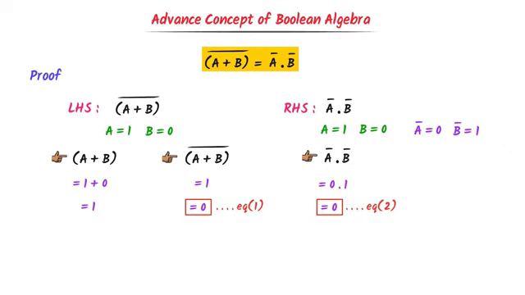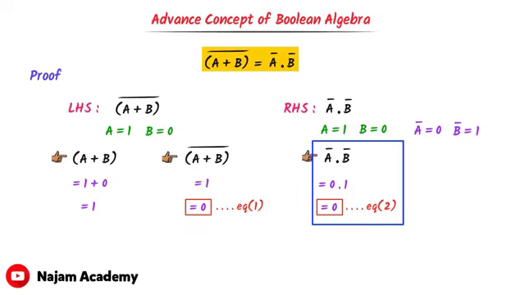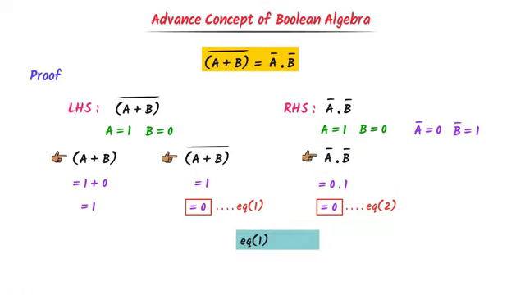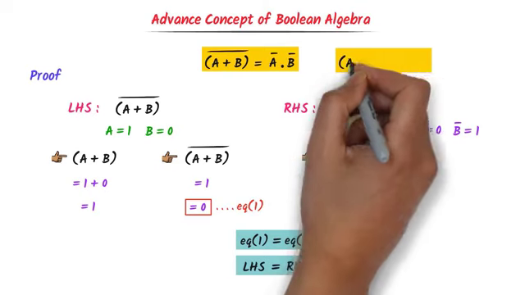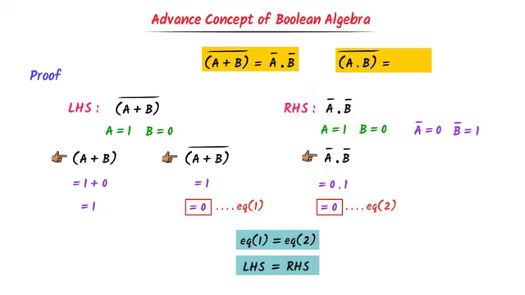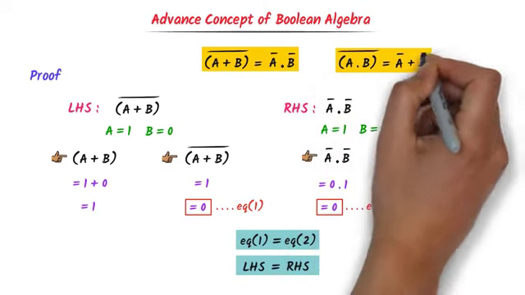We can see that equation number 1, a plus b whole bar equals 0 and equation number 2, a bar dot b bar is also equal to 0. Hence equation number 1 is equal to equation number 2 and left hand side is equal to right hand side. Therefore, we say that a plus b whole bar equals a bar dot b bar. Similarly, a dot b whole bar is equal to a bar plus b bar.